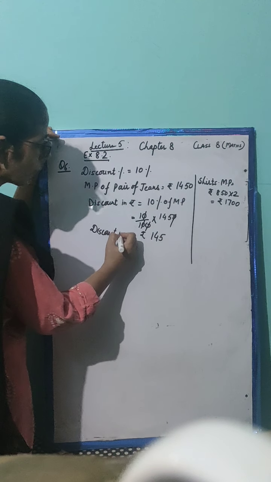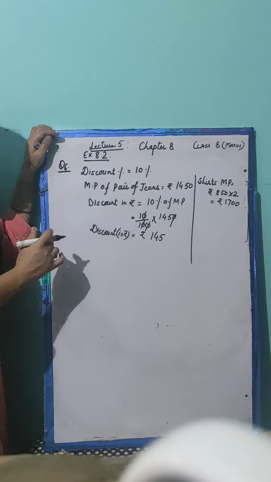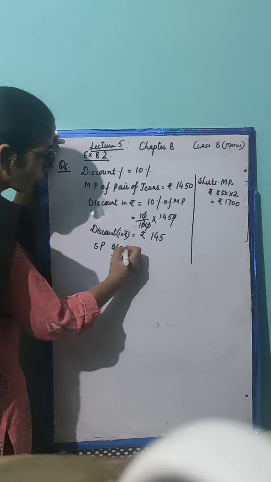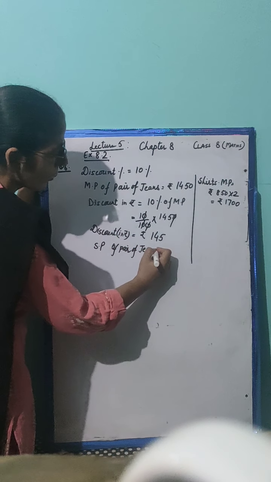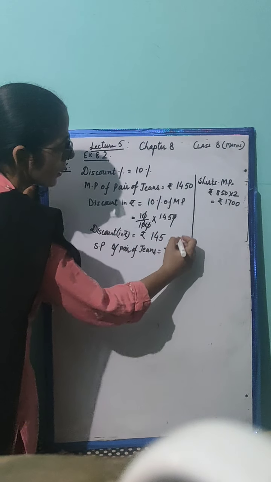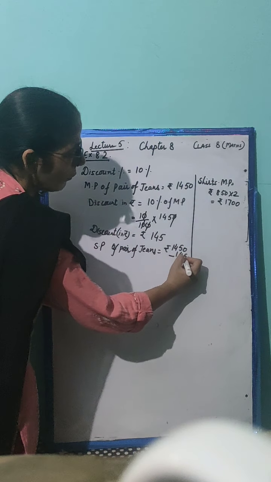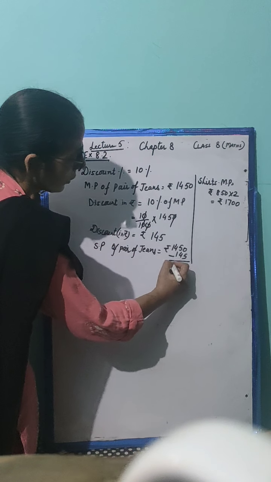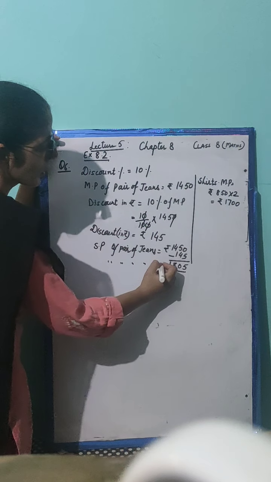And where do we get the discount? Discount is obtained on the marked price. So the selling price of the pair of jeans is equal to rupees 1450 minus 145. 10 minus 5 is 5, 4 minus 4 is 0, and 4 minus 1 is 3. This is the selling price of the pair of jeans.